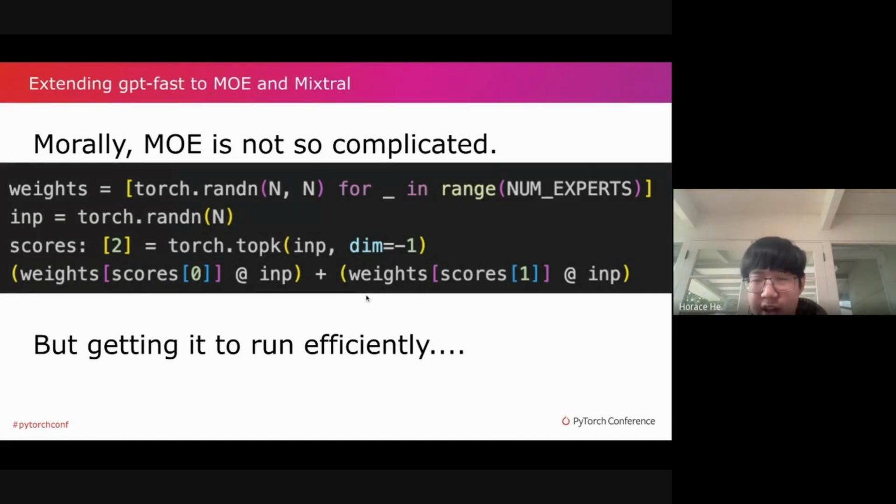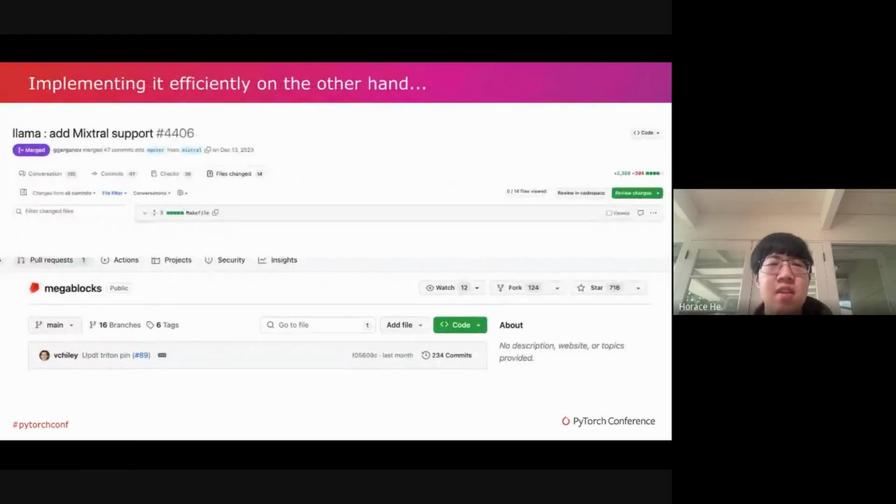This is pretty simple in theory, but actually getting it to run efficiently is a much different thing. You can see in this case, for Llama.cpp, it's another 2,700 lines of C++ and CUDA. Another thing is that people often use a library called MegaBlocks for performance, which has a bunch of custom kernels. There's a paper about it. It's pretty complicated.